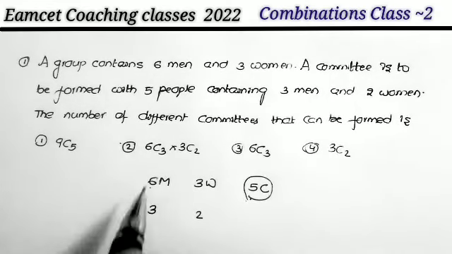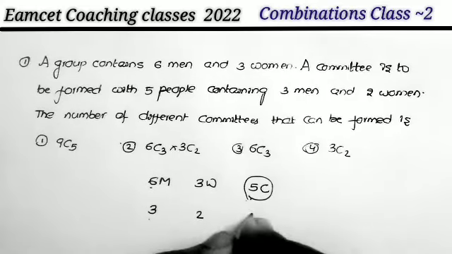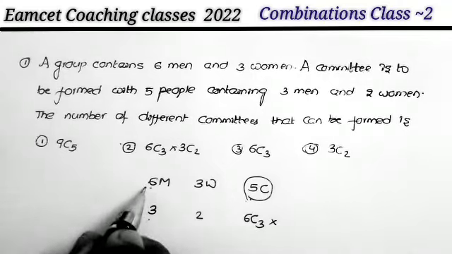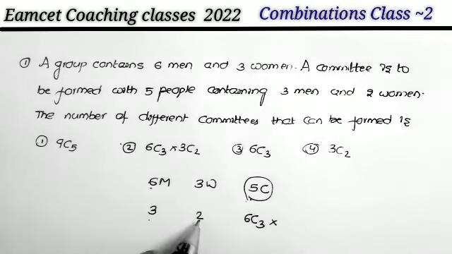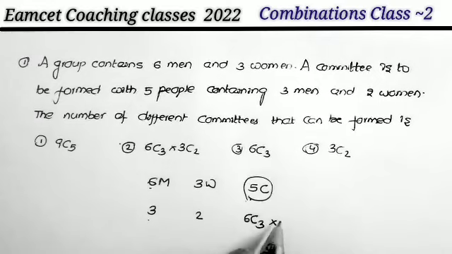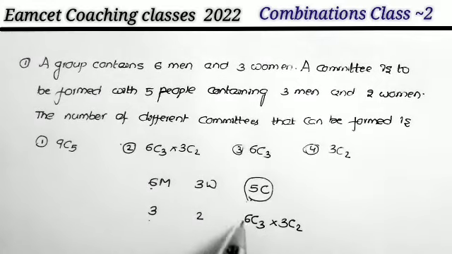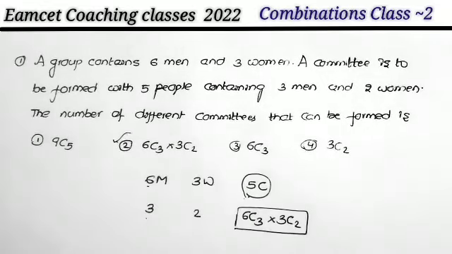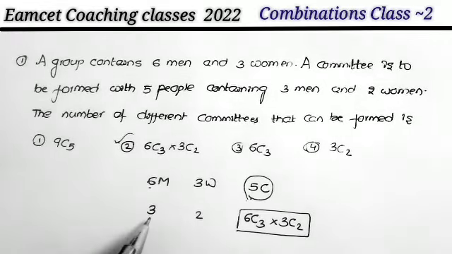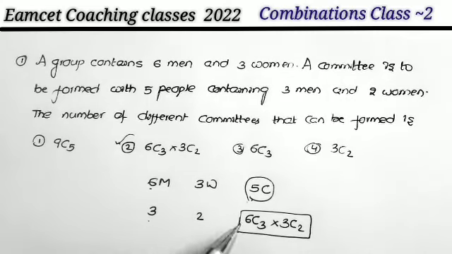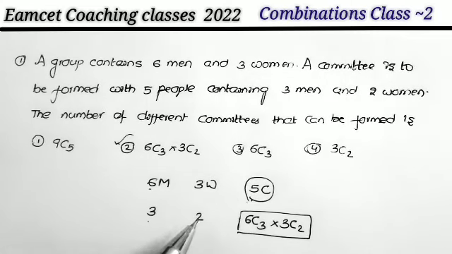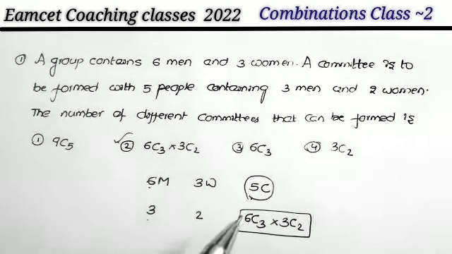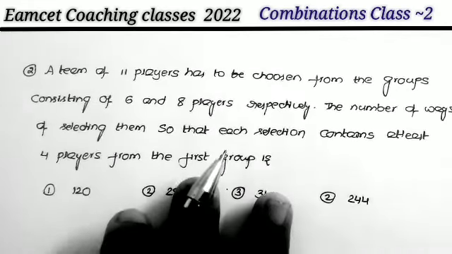Number of ways of selecting the 3 men out of the 6 men is 6C3. And we also have to select 2 women from the 3 women, which can be done in 3C2. That's all, this is the answer. Number of ways of selecting 3 men out of 6 men is 6C3, and selecting 2 women out of 3 women is 3C2. Okay, understand all of you? This is the answer. See the next problem.